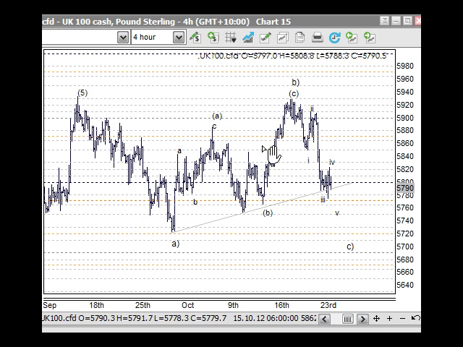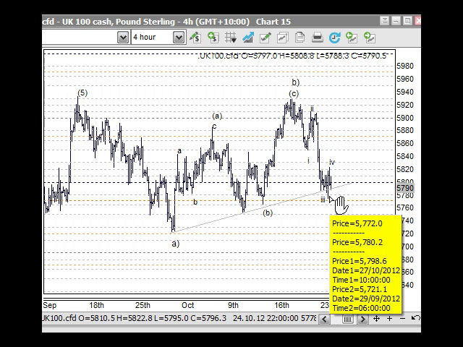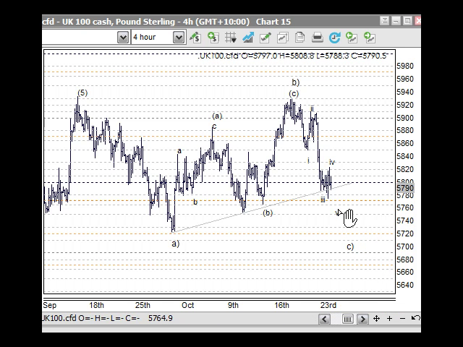So in terms of counting the 5 waves down, we'll be looking at 1, 2, third wave coming in through to here, and still a 5th to come down here. There is a lot of support. Be careful about, you're better off shorting the DAX, because there's a lot of support here at the 5772 there. So just be very careful about that.